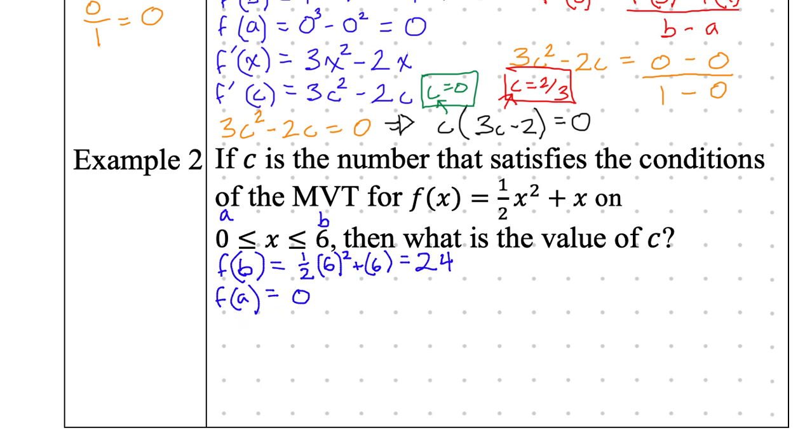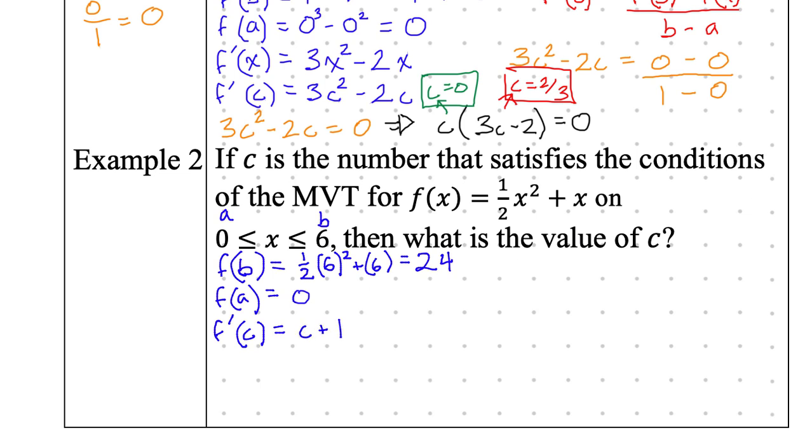Let's find f prime of c. Let's skip a few steps. f prime of c is going to equal what? Make sure that you replace all the x values with c. It's going to be 1. So the 2 multiplies down, so it becomes 1 up front. 1 times c to the power of 1, plus 1. So this actually simplifies to just c plus 1.